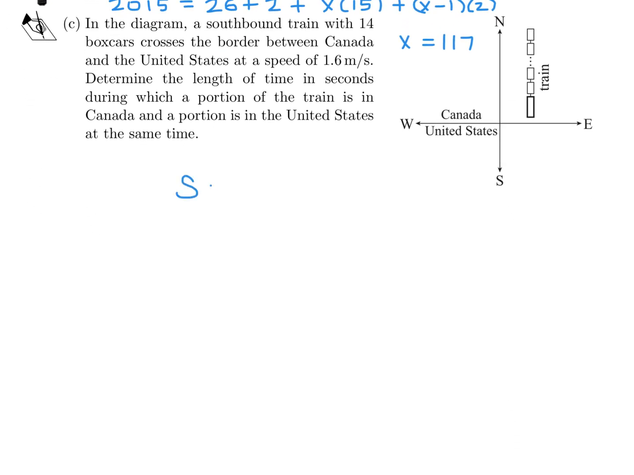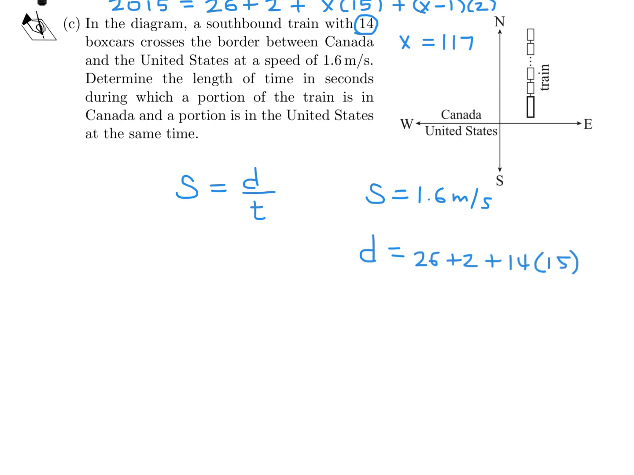Well, we're going to use this formula, speed equals distance over time. We are given that the speed is 1.6 meters per second, and the time is what we have to figure out. The distance we can figure out with the information that there's 14 boxcars. Very similar to before: 26 plus 2 plus the 14 boxcars, 15 meters for each, plus 13 spaces at 2 meters each. And when you do this, it's 264.